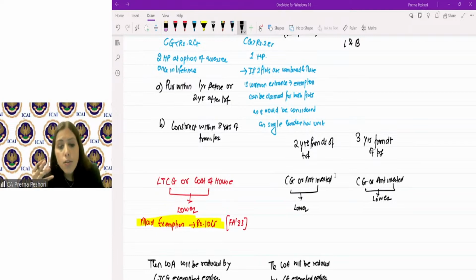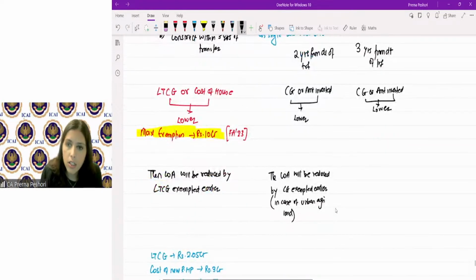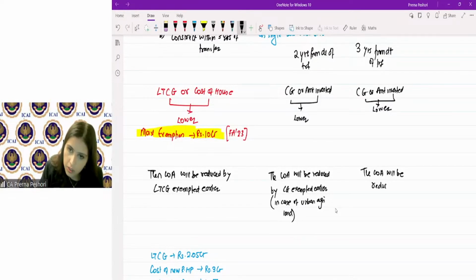Now, consequences of transfer. What will happen if the asset is transferred prior to 3 years? Then again, the capital gain which was exempted earlier will be reduced from the cost of acquisition. So the cost of acquisition will be reduced by the capital gain exempted earlier.